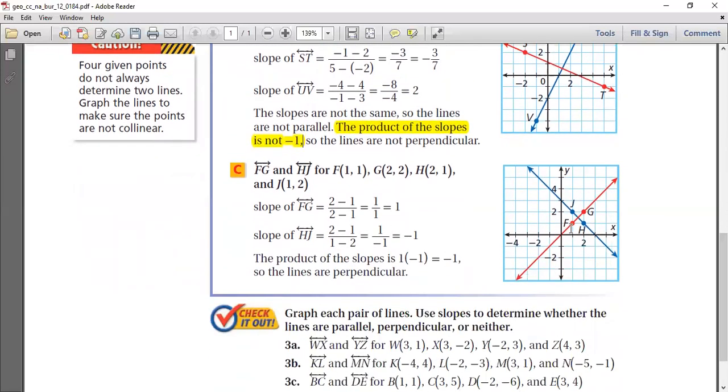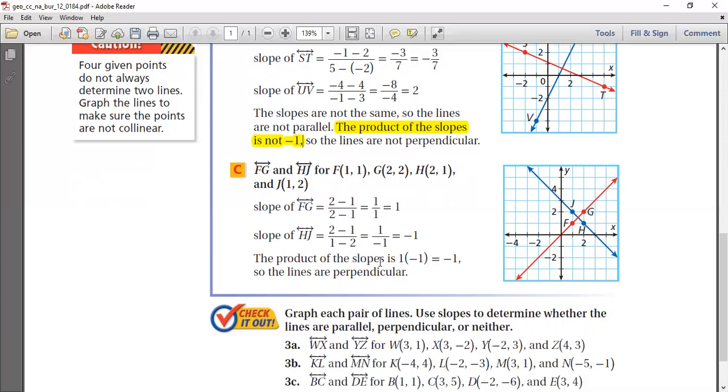Okay, now this is the same concept here. They have given you the coordinates and they have drawn the graph. So what we are going to do is find the slope first. Here, the slope of FG is 1, and the slope of HJ is -1. So the reciprocal of 1 is -1. The sign changes, and if it's not a fraction, the number remains the same but the sign changes. But if it's a fraction, the number will topple to the other side, and the sign changes too.